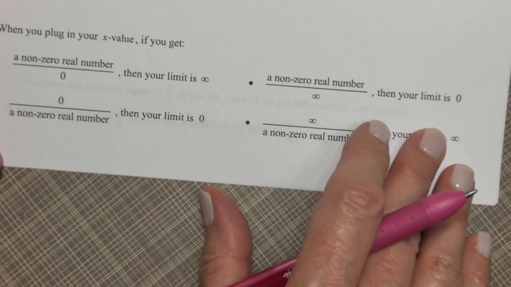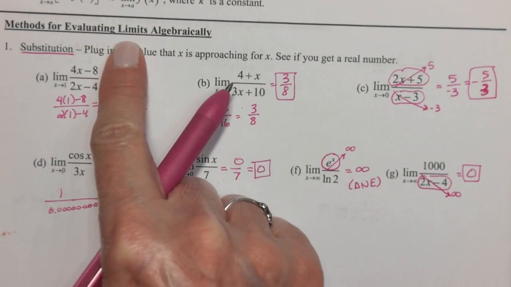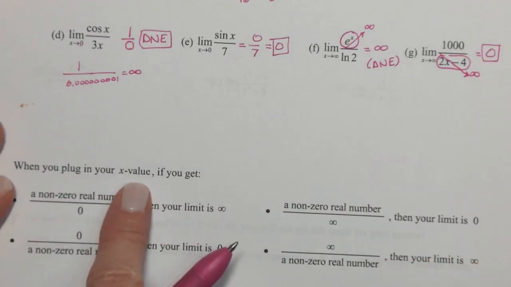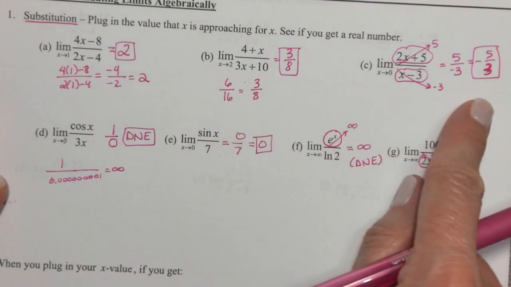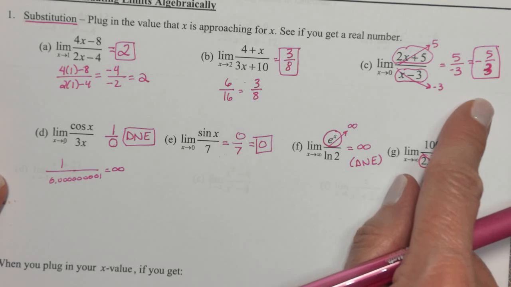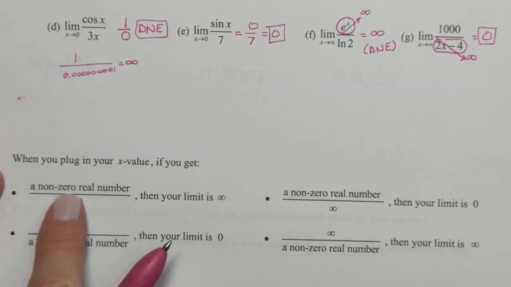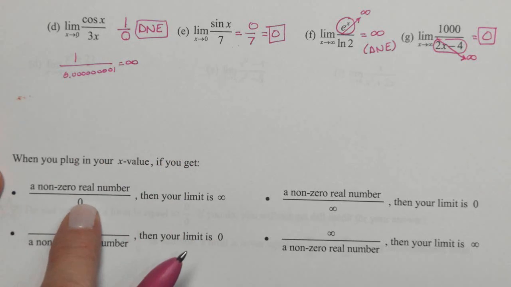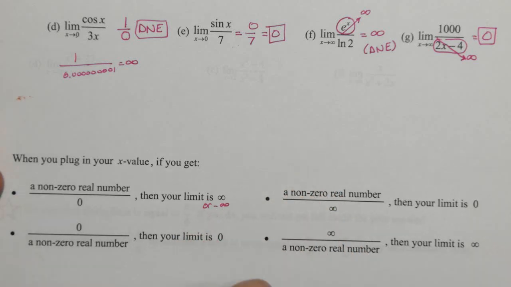Alrighty. So when you plug in your x value, when you're doing substitution, which is always the first thing we do, you might just get a plain number, and if you do, great, you're done. I will tell you though that doesn't happen very often. Usually we get something funky going on. Okay, if you get a non-zero real number divided by 0, then your limit is infinity or negative infinity. Okay? Infinity or negative infinity.